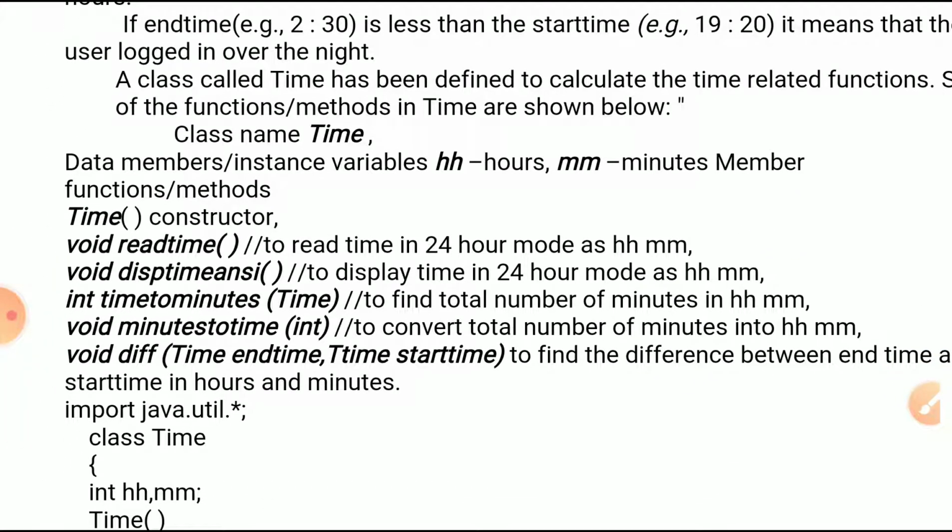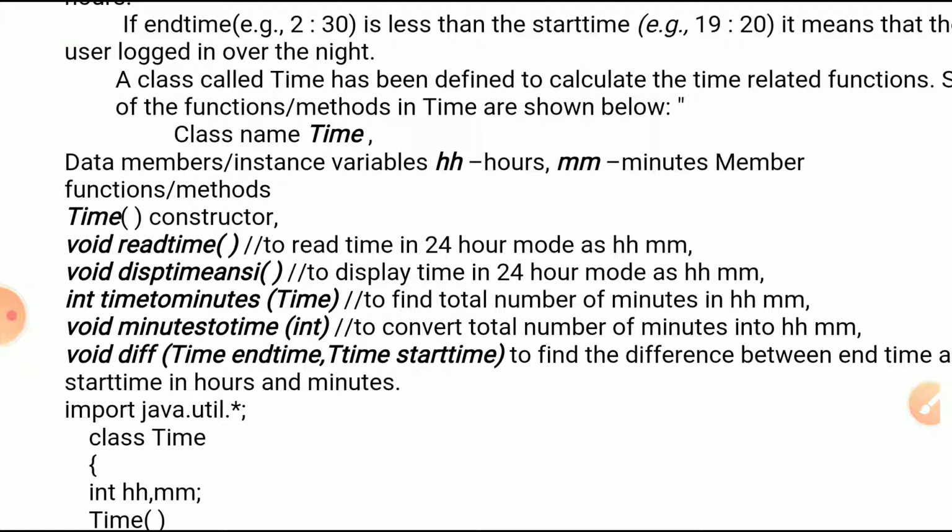There is a function readTime to input the time from the user in 24-hour mode. There is a function void displayTime to display the time in hours and minutes using the 24-hour system. Then there is a function int timeToMinutes(Time) to find the total number of minutes in the given hours and minutes.